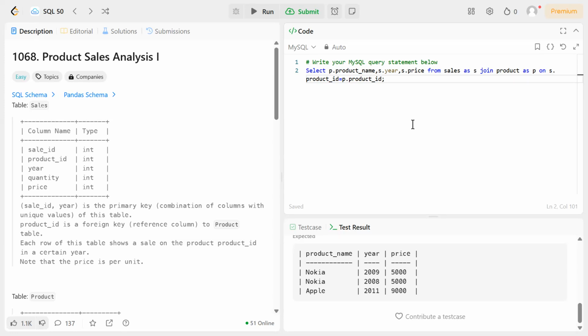Key takeaways from this problem are that we should always identify the relationship between the tables using primary and foreign keys, and we should use joins to combine the data from multiple tables. We can also select only the required columns to optimize performance, and it results in faster query execution.